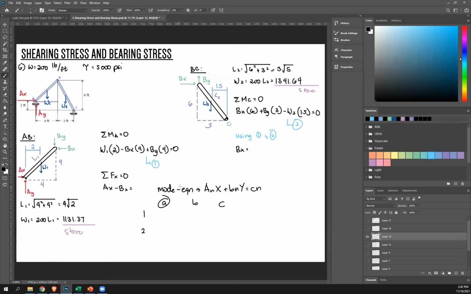So let's start at 1. A is the coefficient of your first unknown. So let's say my first unknown is Bx. So the coefficient of that is negative 4. And then for b, that's the coefficient of the second unknown. So that's By, so that's 4. C is the constant transposed to the other side. So W1 times 2 transposed to the right, that will become negative 2 W1. Okay, and then just do the same thing here. And then press enter, you'll get the answer. So please solve what's Bx.